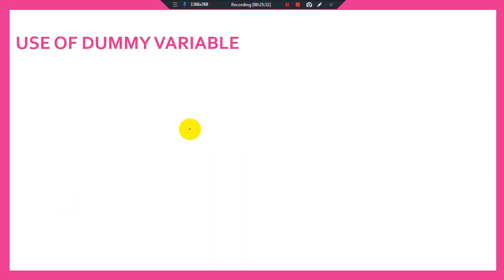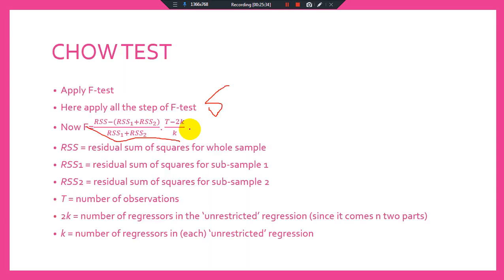So you have to compare this calculated value with your tabulated value, and you know that if the calculated is greater than the tabulated, then you can conclude that there is a structural break in your data, and if not, then there is no structural break in your data.